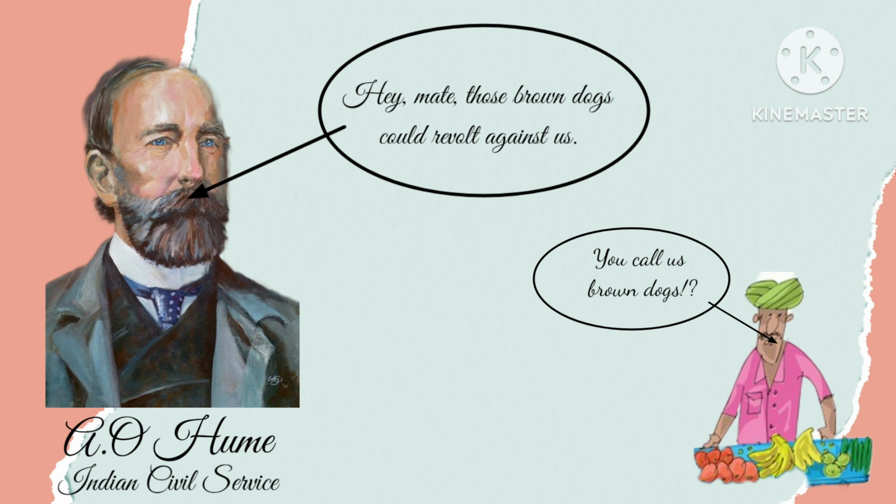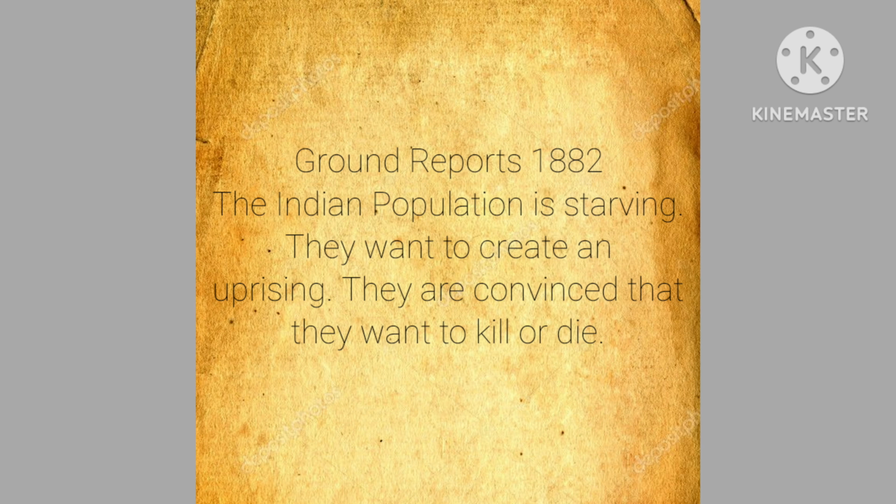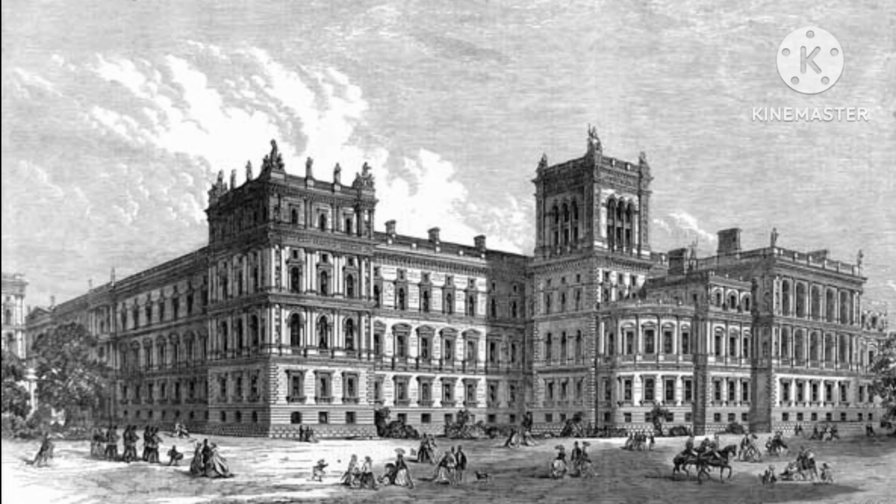A man named Alan Octavian Hume of the Indian Civil Services was scared that the starving Indian population would create an uprising. The ground reports said that there was imminent danger of a terrible outbreak. The population was convinced that they would starve to death. They wanted to do something, and that something was violence.